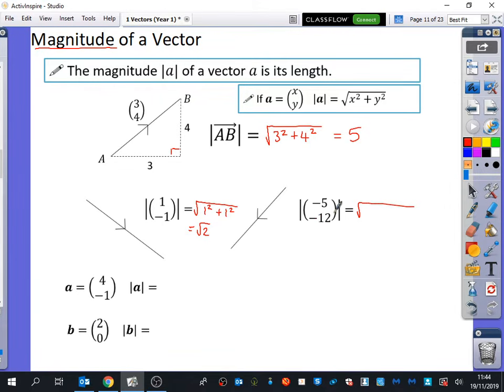So if I was going to find the magnitude of this one, it would just be 5 squared plus 12 squared. Anyone know what that is? 13. You should know that one. 5, 12, 13. So the magnitude of that is 13. I'm just going to give you 30 seconds to do these 2 magnitudes that you've got down here.